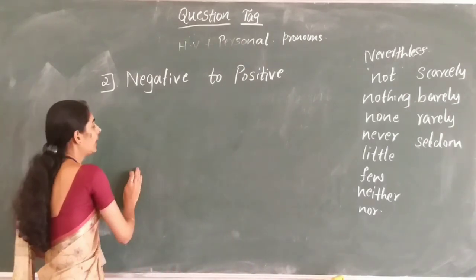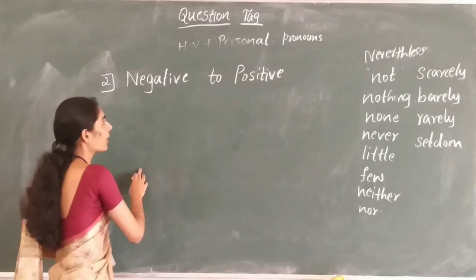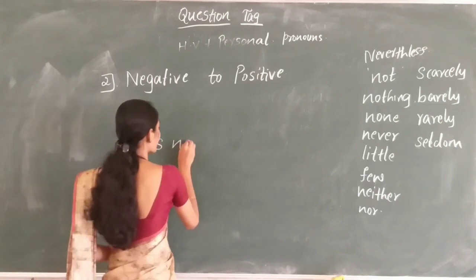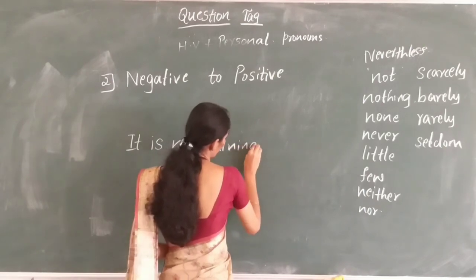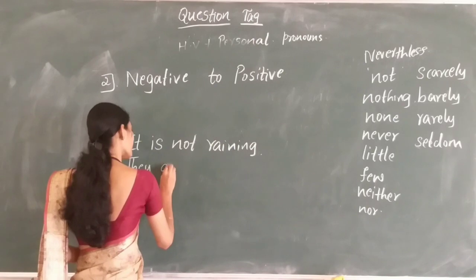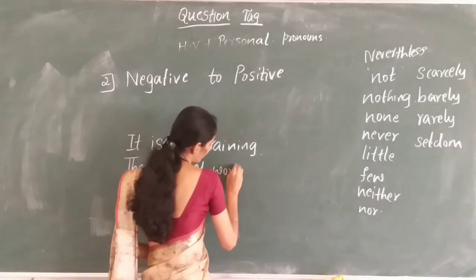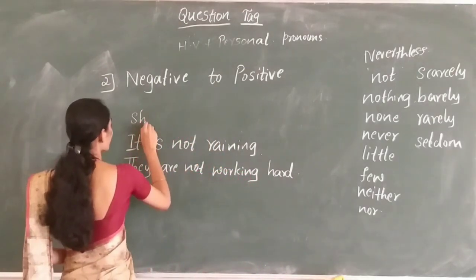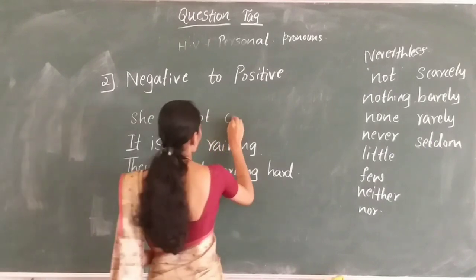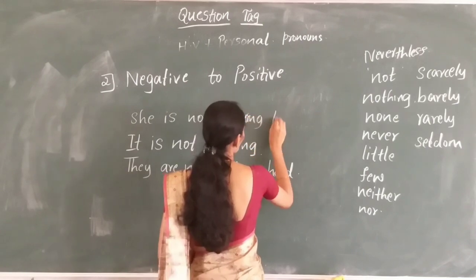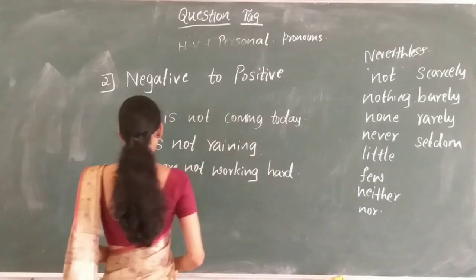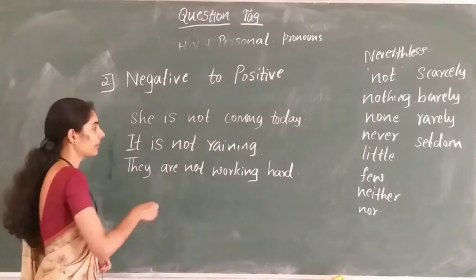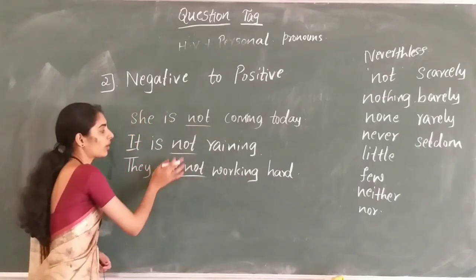Okay. So now, for example, I'll take the same example which I gave you in the previous class while discussing positive to negative question tags. Now look at these three sentences. These are all negative sentences. You can easily identify that because there are three nots in all the three sentences here.